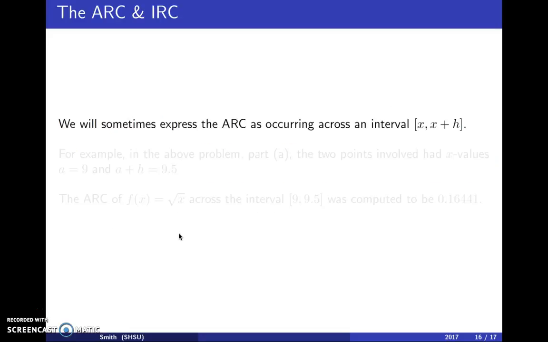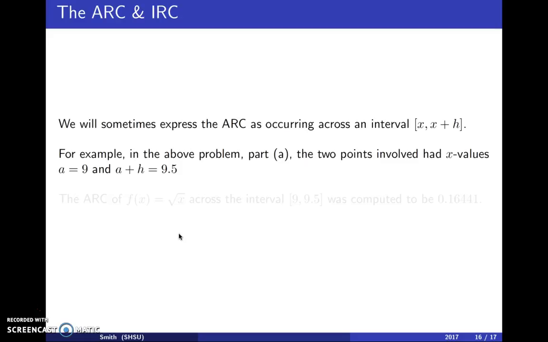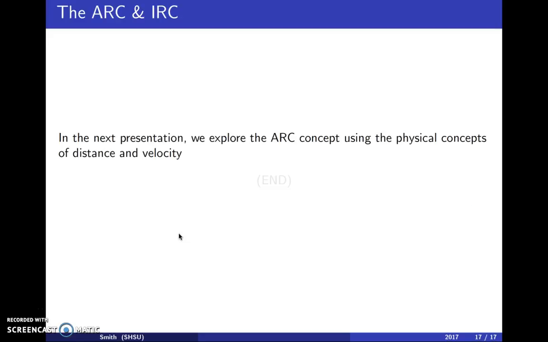Notation. We will sometimes express the ARC as occurring across an interval. We go from one x value to another. In the above problem in part A, we had 2 x values, 9 and 9.5. So we computed the ARC across the interval 9, 9.5. You'll see this notation on your homework. In the next presentation, we explore the ARC concept using the physical concepts of distance and velocity.